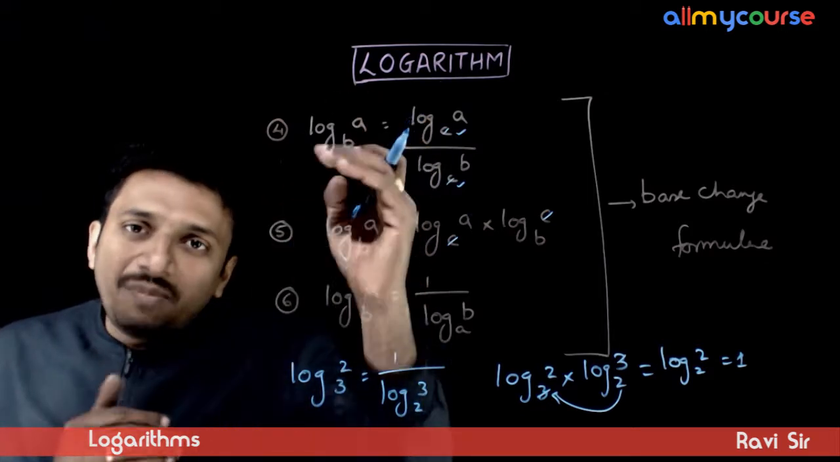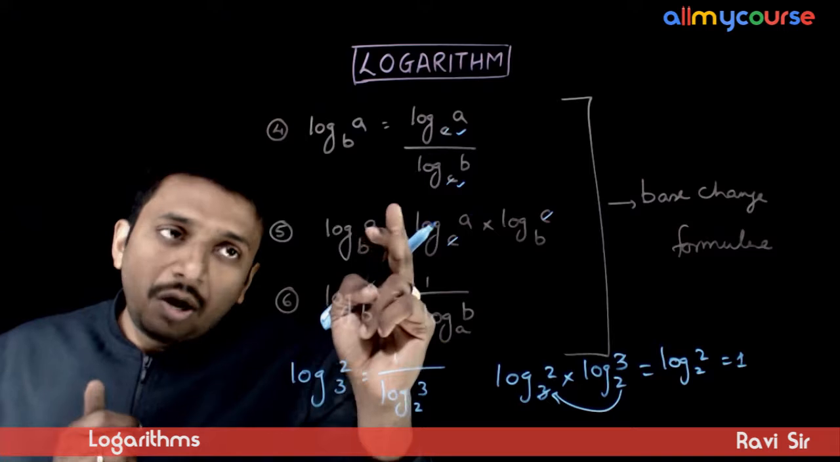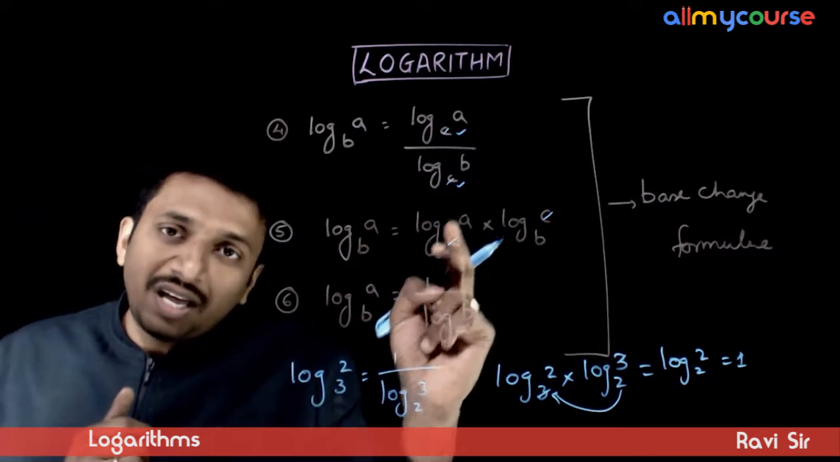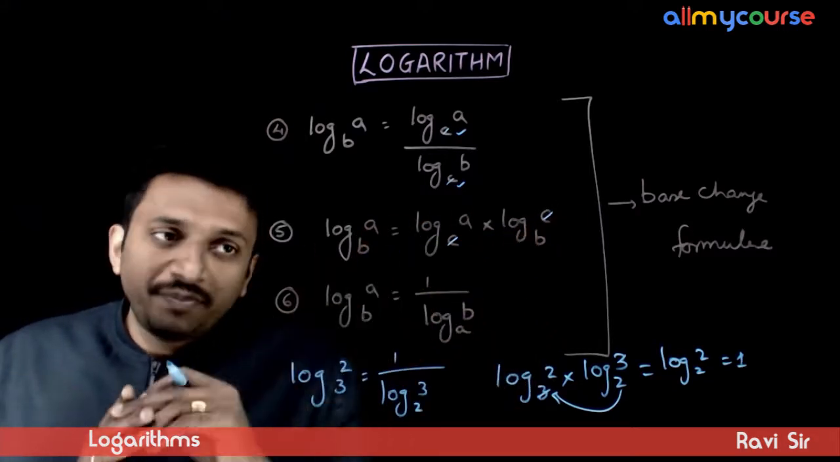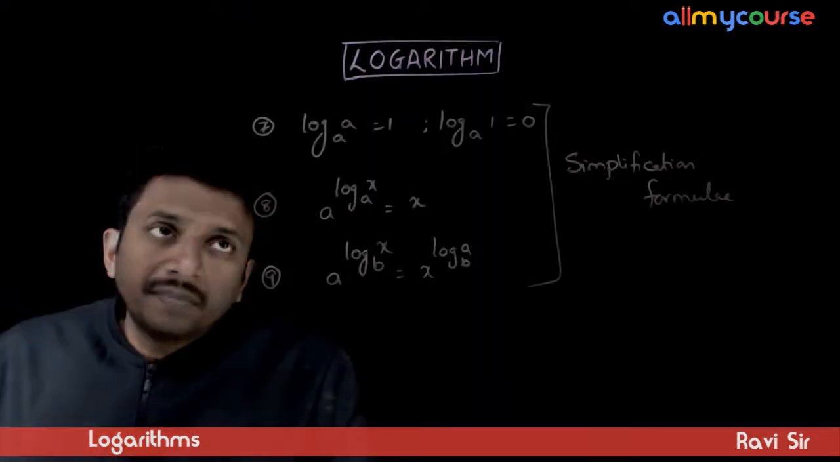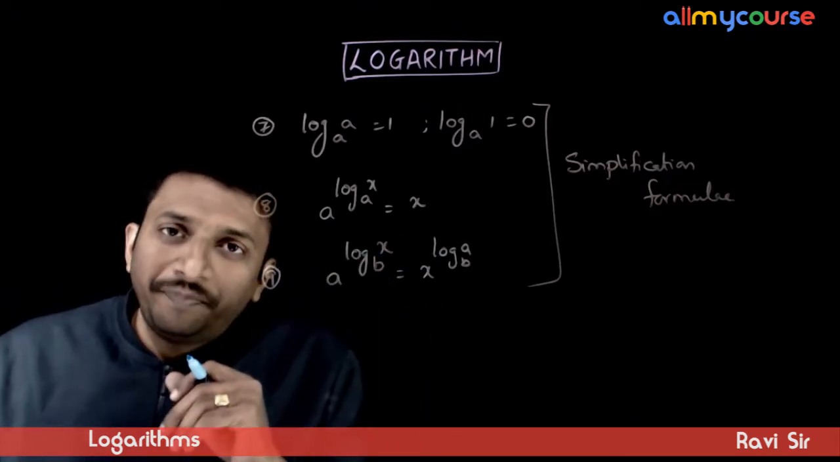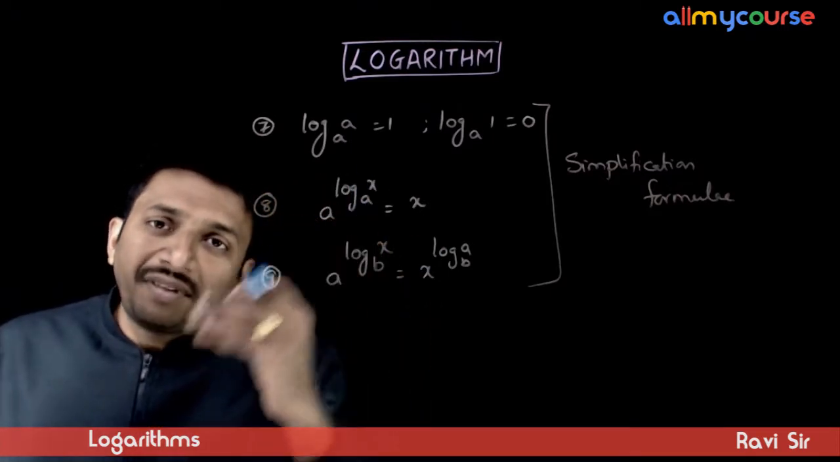So log a to the base b can be written as log a by log b to any common base. Log a to the base b can be written as log a to c into log c to b. Log a to the base b is 1 by log b to the base a. So the next and last set of formulas are called simplification formulas. So here also you have three of them.